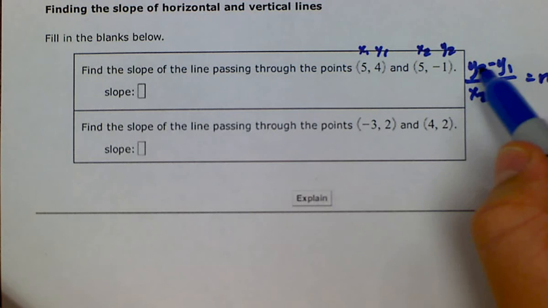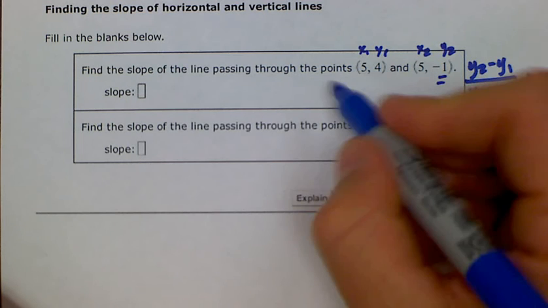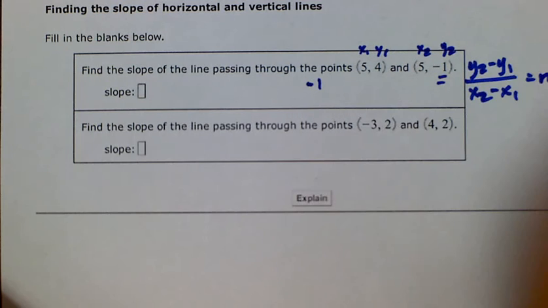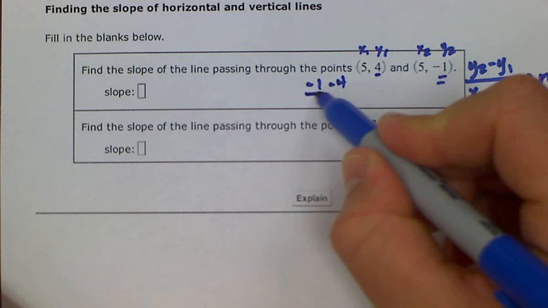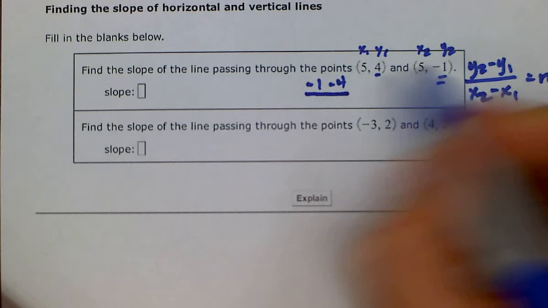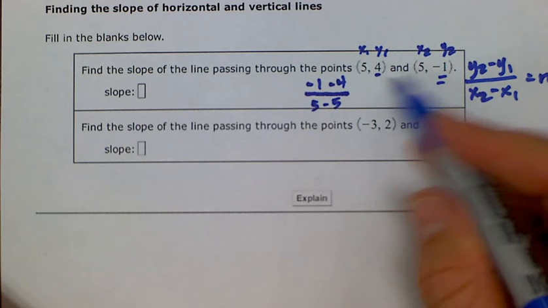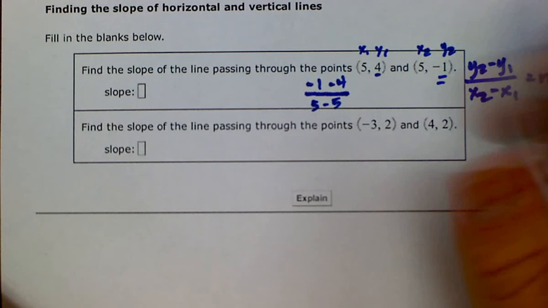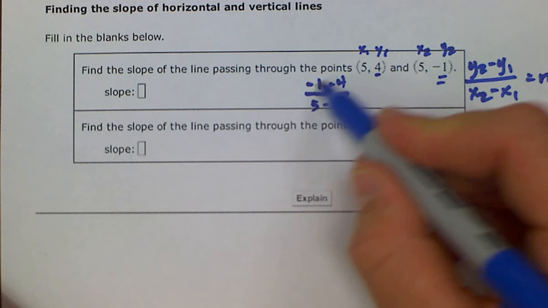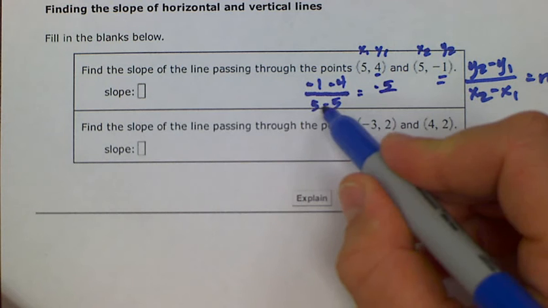So y2 we see is -1, and I'll put it right here. y2, -1, minus y1, which is 4. And that is all over x2, 5, minus x1. And maybe you noticed that before, maybe it's a little intuitive that we had the same value in x. We see when we do that, -1 minus 4 is equal to -5. However, on the bottom we have 5 minus 5, which is 0.